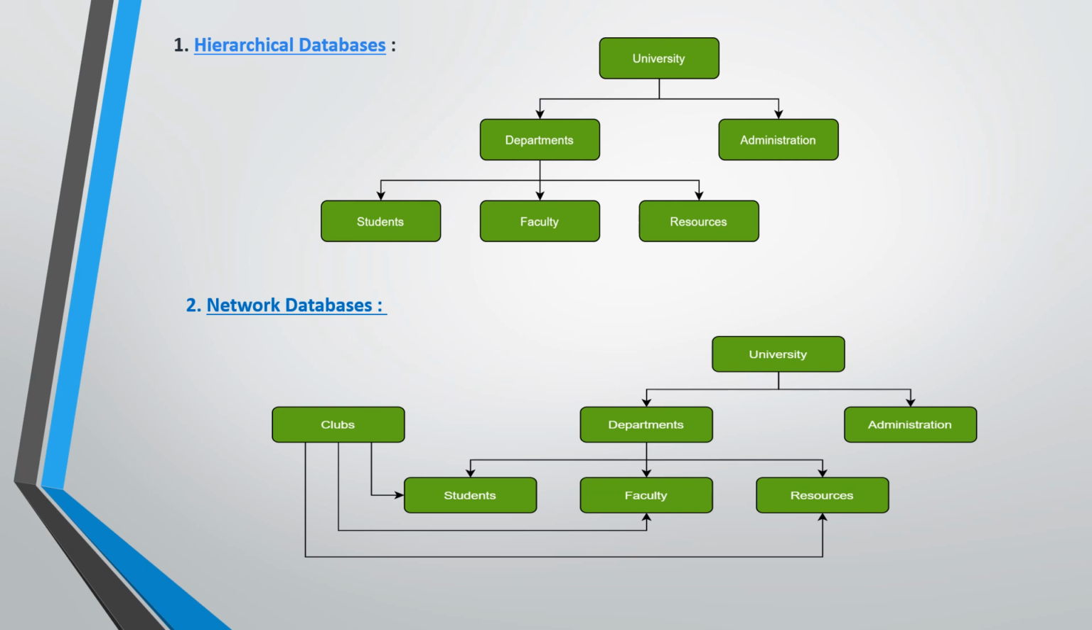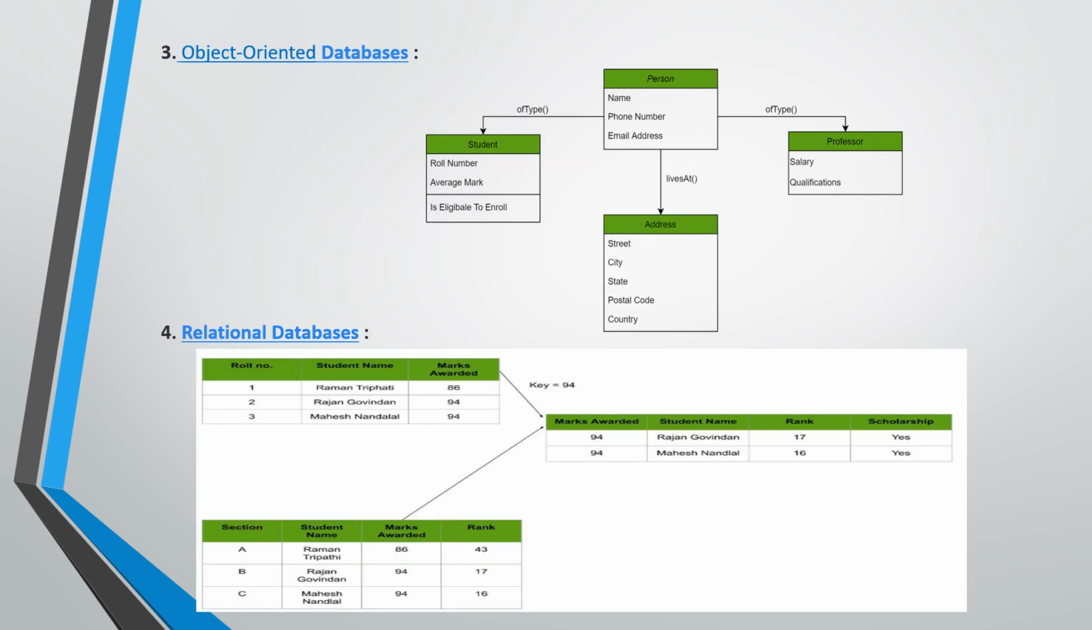So this diagram shows how the student, faculty, and resources elements each have two parent records, which are the department and the club. Here the student, faculty, and resources are all child nodes, and these child nodes have two parent records, the departments and the club. This diagram shows that in network databases, one child node has the freedom to associate with many parent nodes. This type of database we call a network database.